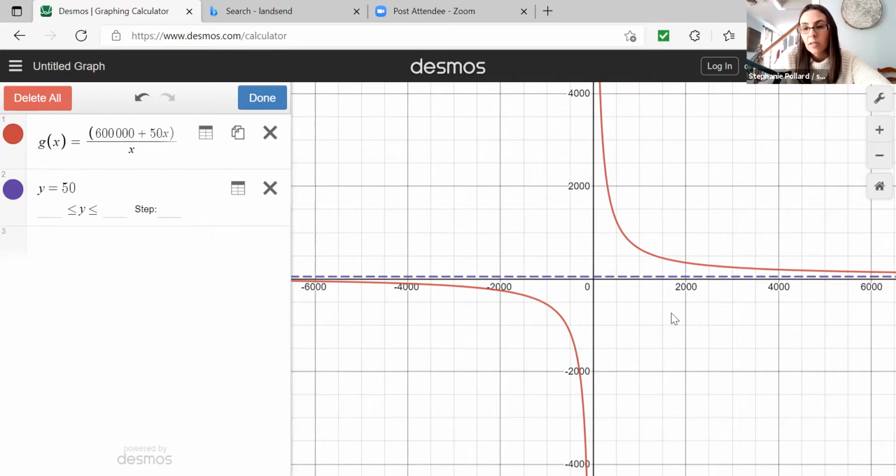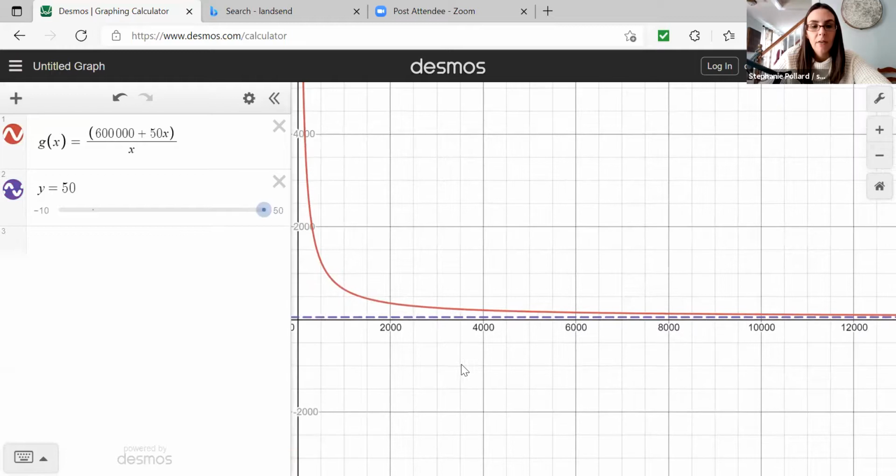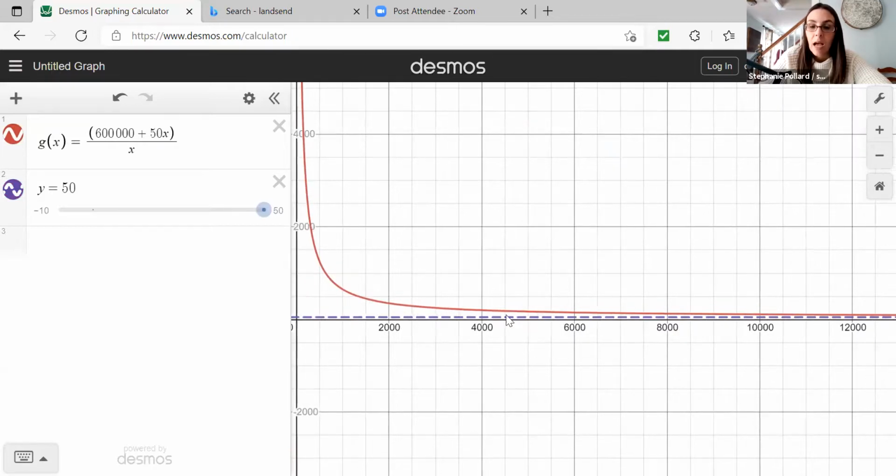Now, one thing I will note is this is a real world problem, so it would not make sense to have negative values here. So really we would ignore this half of the graph, right? We're not making negative headsets. We're really focusing on the positive part of this graph, which looks like this. And you can see that as we make more and more and more headsets, that line is getting closer and closer to 50. So our average cost starts to run towards 50 for each headset as we make more and more of them. So that's what's going on here.